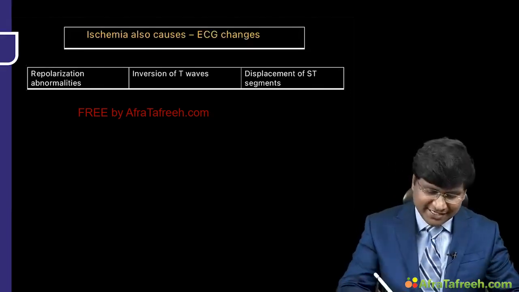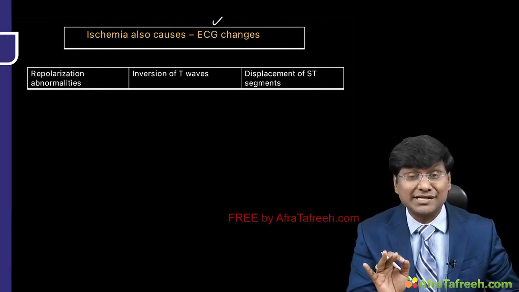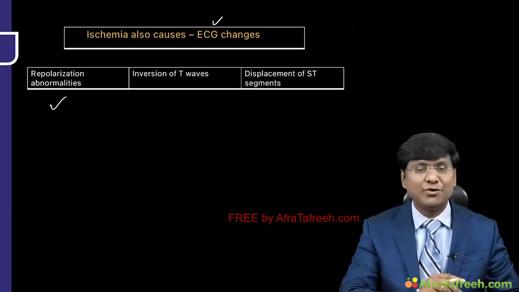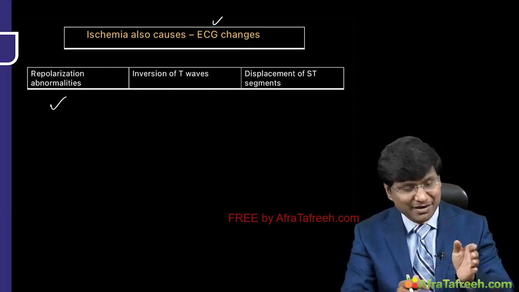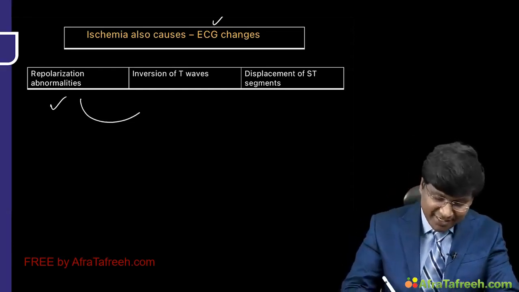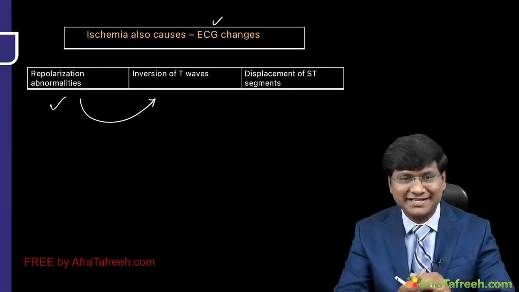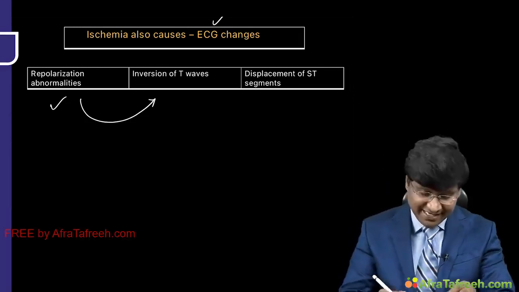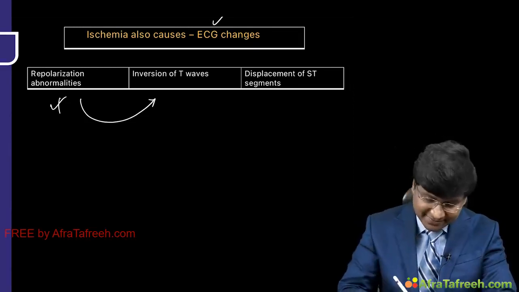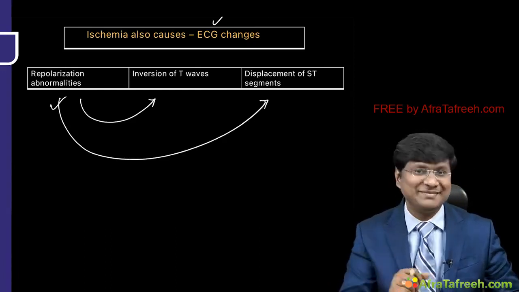So now whenever there is ischemia, what does the ECG show? Ischemia causes characteristic changes in the ECG, such as repolarization abnormality. Why? Because of leaky potassium channels. That repolarization abnormality is evidenced by inversion of the T wave. And if that repolarization abnormality is very severe, then it can also cause displacement of the ST segment.